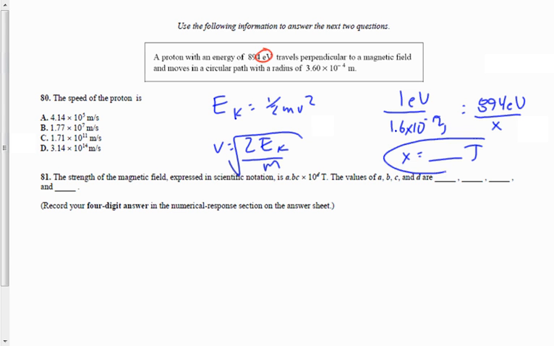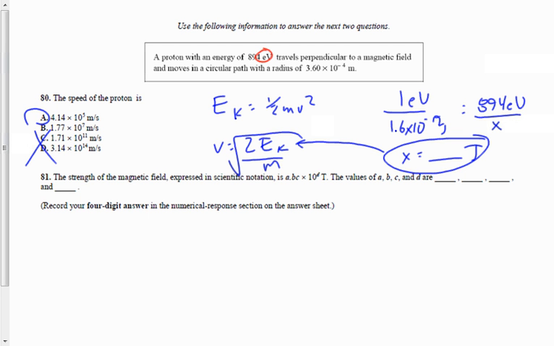Let's plug it into here. Let's divide it by the mass of the proton, square root it, and when we do that, we should get an answer. I'm guessing that's A, 4.14 times 10 to the 5. I knew C and D were going to be wrong because they were both faster than the speed of light. So I knew it was going to have to be either A or B, and usually the speed of something like this is in the range of 10 to the 5, 10 to the 6. So if I was going to guess, I was going to guess 10 to the 5.